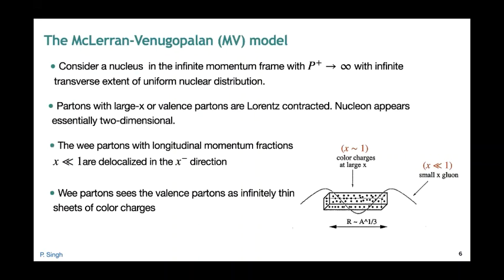Now, let me talk about the McLerran-Venugopalan model, which is still a very famous model and helps in describing the heavy nucleus. Let's consider that your nucleus is in the infinite momentum frame, which means that your light cone momentum P^+ is very large, and you also assume an infinite transverse extent and a homogeneous nuclear distribution. You can have partons which carry large longitudinal momentum fraction, the valence partons. Since you're working in the infinite momentum frame, you will have Lorentz contraction, and because of this the nucleons will appear essentially two-dimensional.